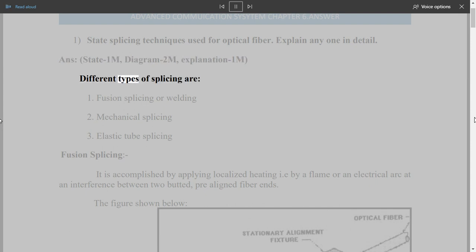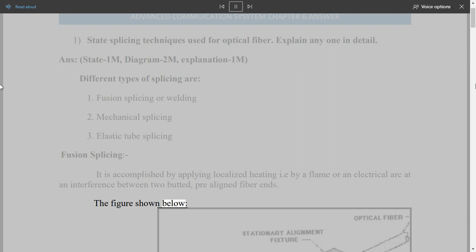Different types of splicing are: 1. Fusion splicing, or welding. 2. Mechanical splicing. 3. Elastic tube splicing. Fusion splicing is accomplished by applying localized heating, i.e. by a flame or an electrical arc, at an interface between two butted, pre-aligned fiber ends. The figure is shown below.